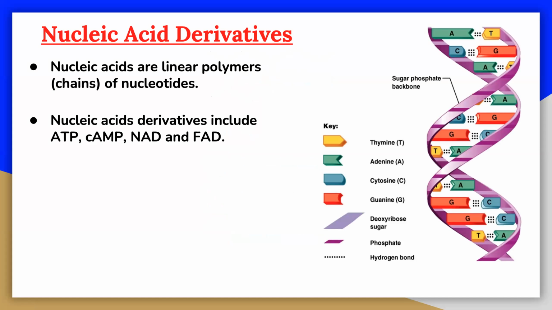There are a few other simple yet important types of nucleic acids. In this video, we will study those simple individual nucleic acid derivatives such as ATP, cyclic AMP, NAD, and FAD.